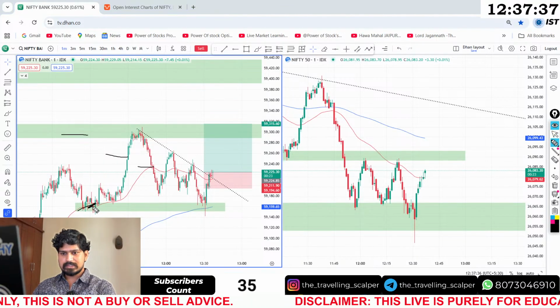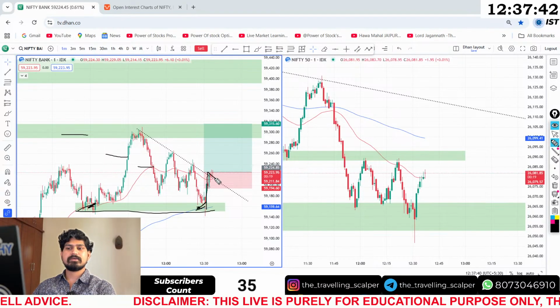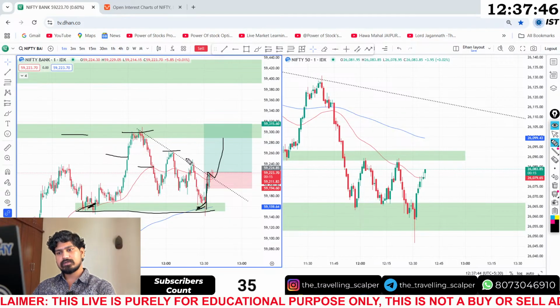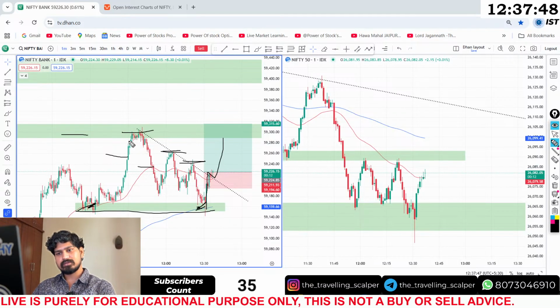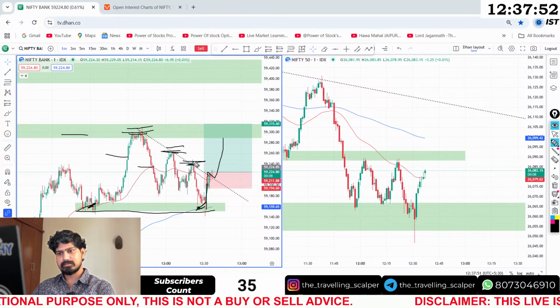It took support at this level, it took support at this level. So if it supports here, it will easily give us a huge breakout. Those who have sold at this point in time, their stop loss will be above this level, your stop loss will be above this level.